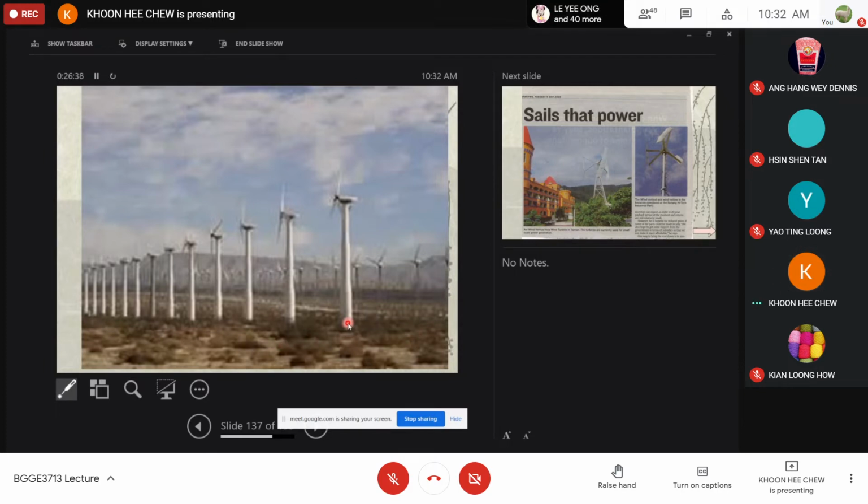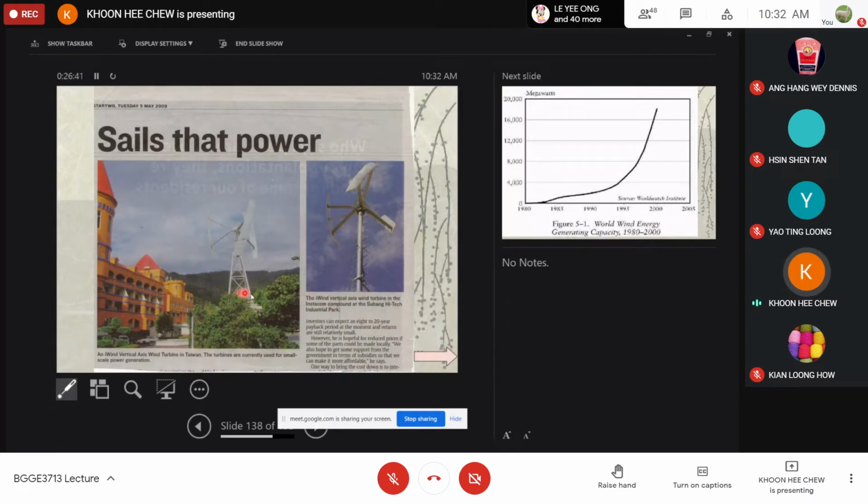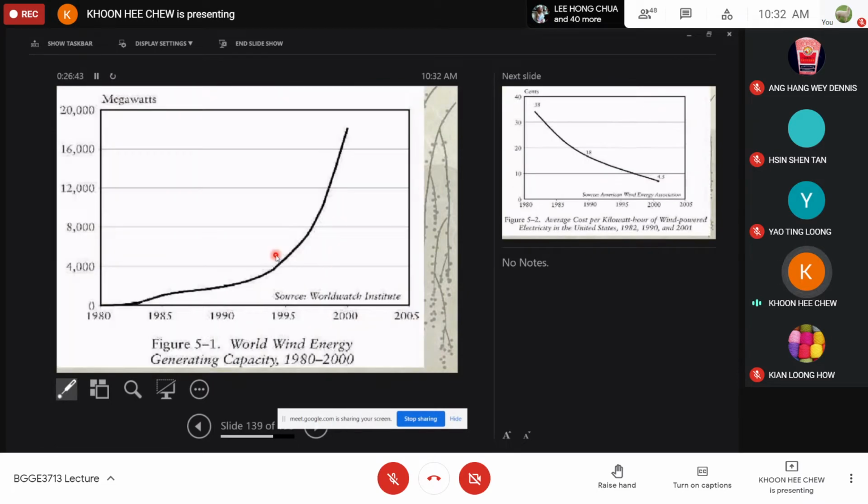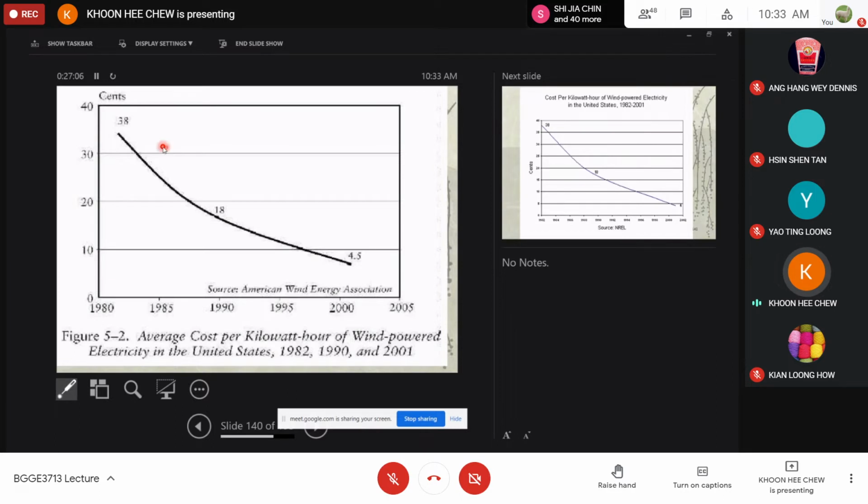Okay, this is another picture of wind energy. Same as the solar energy, the amount of energy that we harvest from the wind is increasing, because we are gearing towards the use of renewable energy. So that's why you see near the year 2000, the megawatt of wind energy is increasing. Same thing, as more and more people use wind energy, the cost of building the turbine and whatever is reduced. Okay, this is supply and demand.